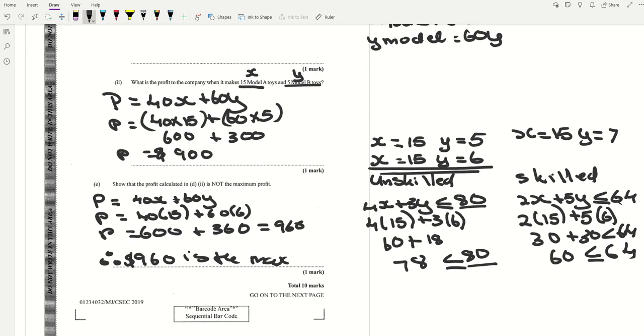After I increase Y, I can go and check to see if I could increase X and have 6 models. Y is equal to 6 and X is equal to 16, but it would not fall within the range. So X will have to stay at 15. And then you could increase Y, say Y is equal to 7, but it would be over the amount for both skilled and unskilled, right? So that is how you would do this question here.